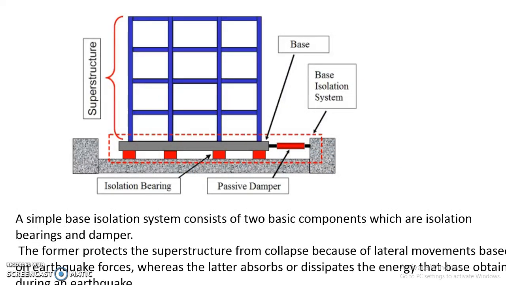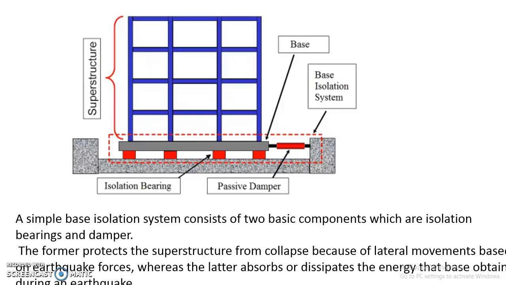Here, this schematic representation shows two basic components of base isolation. One is the isolation bearing and the second is the passive damper. This technique is known as the base isolation system, that is, separating your superstructure from your foundation. The former, the base isolation bearing, protects the superstructure from collapse because of lateral movement caused by earthquake forces, whereas the latter, the passive damper, dissipates the energy that the base obtains during an earthquake.